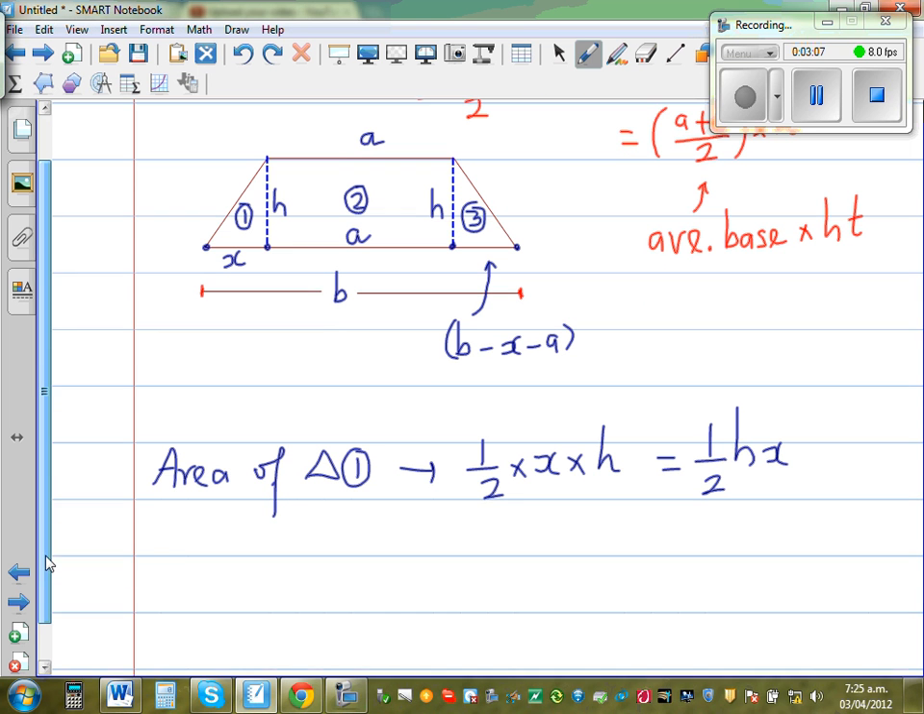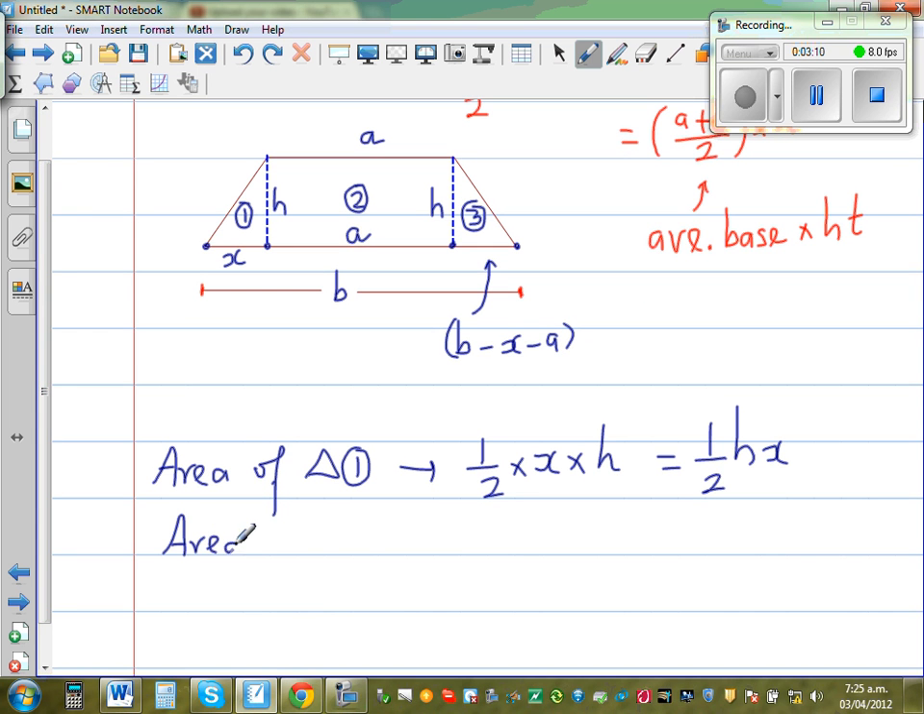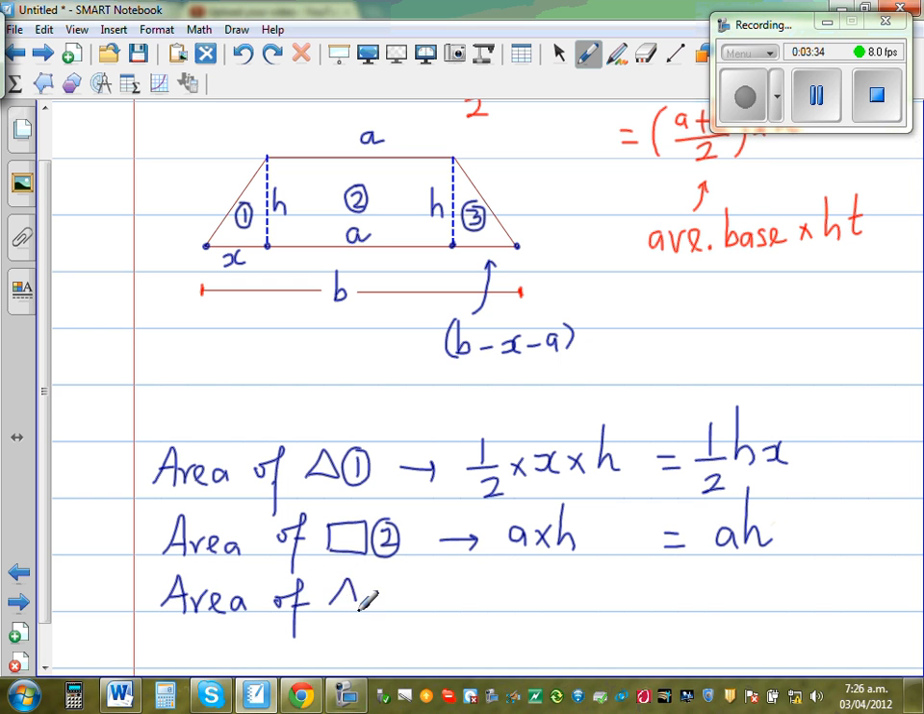Okay, so what is the area of the rectangle? I'm naming that rectangle 2. That is base times height. Your base is a and your height is h. So that is a times h, which is ah. And finally, the area of triangle 3 would be again half times base. What is your base? Base is this big expression, b minus x minus a, times h. So I'll leave that as it is.